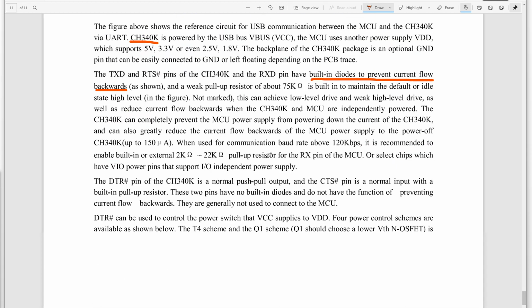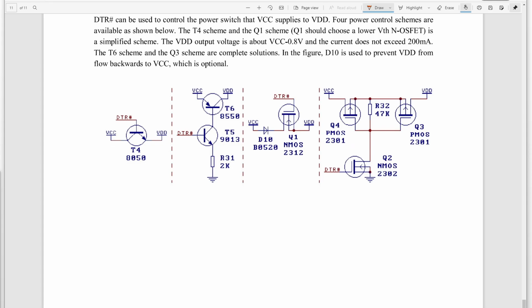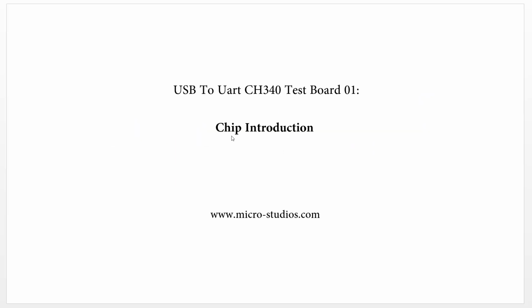Okay, so this is this video. This is the chip introduction for this chip. And we can use it to replace the FTDI or other USB to UART chips. It's a good choice and it's much cheaper.